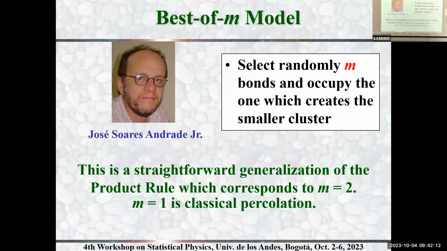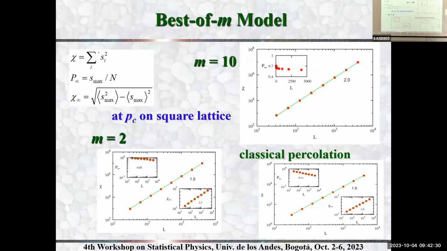But this inspired other people, like for instance, this guy, to propose another model. Why don't we, instead of taking 2 bonds, take now M bonds, and from the M bonds, we select the one which makes the smallest cluster. And then if you look now at M equals 10, you do see substantial differences from the previous cases. So this was classical percolation, the second moment, the order parameter. This was the M equals 2 model of Achlioptas et al., which was the one that was destroyed in the end. And this had the same properties, the same exponents, everything the same as in classical percolation.